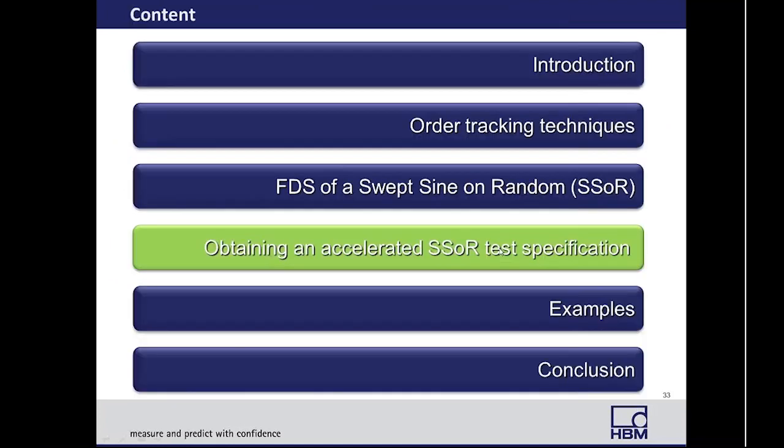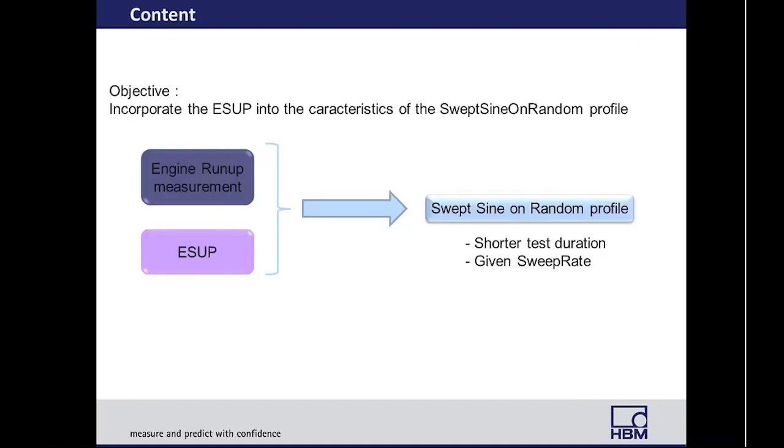So now, how do we obtain an accelerated swept sine on random test specification with a given sweep rate in octaves per minute, for instance, but with the same damage content as the fatigue damage spectrum calculated using the engine usage profile file? Let's have a look. The objective here is to incorporate the engine usage profile into the characteristics of the swept sine on random that we want to obtain. This swept sine on random has a given sweep rate, right, which should replace the engine usage profile. So it should have the same damage content as the measurement.